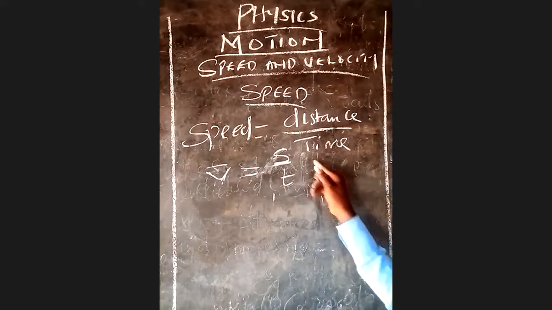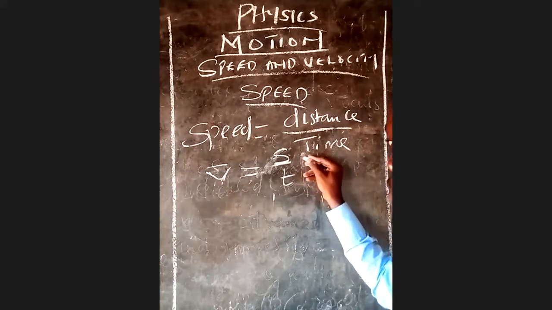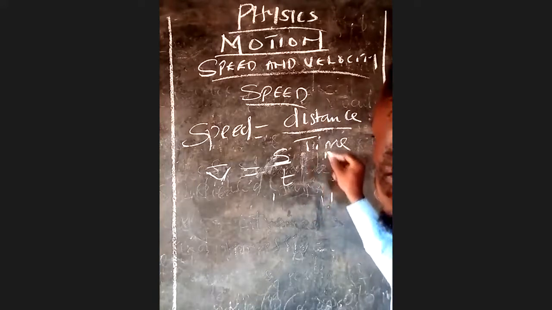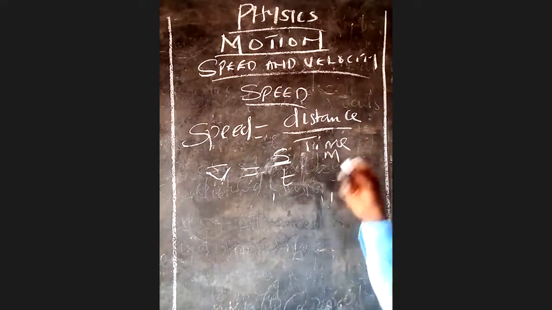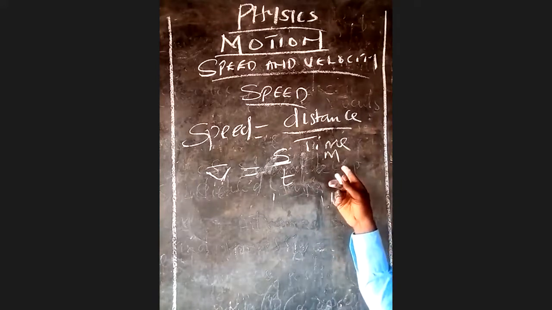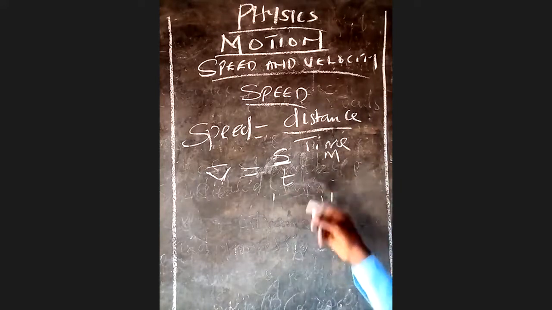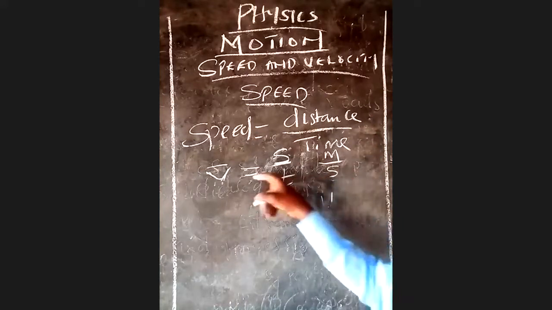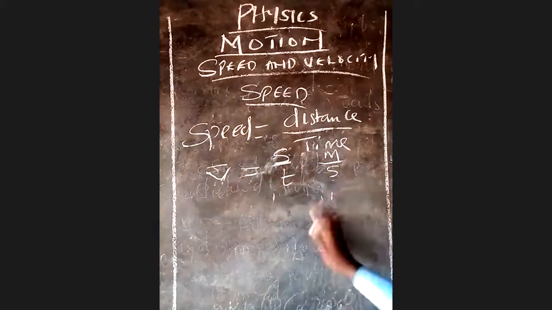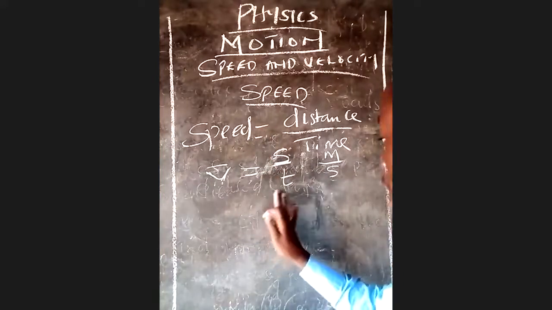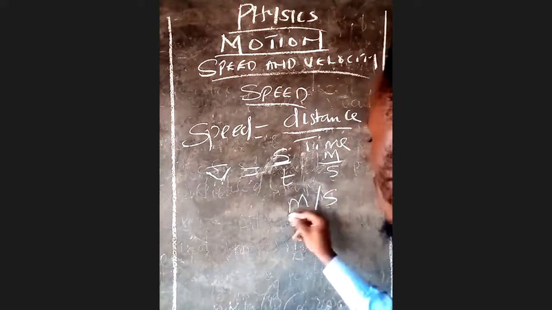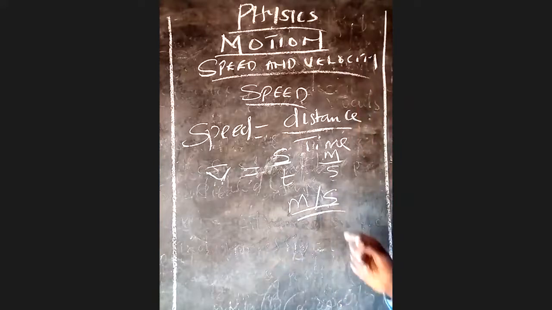And remember that distance is measured in meters. The fundamental unit of distance is the meter, while the fundamental unit of time is the second. When you calculate the speed, the SI unit of the speed will be meter per second. I'm just branching there to remind you what we have done so far.